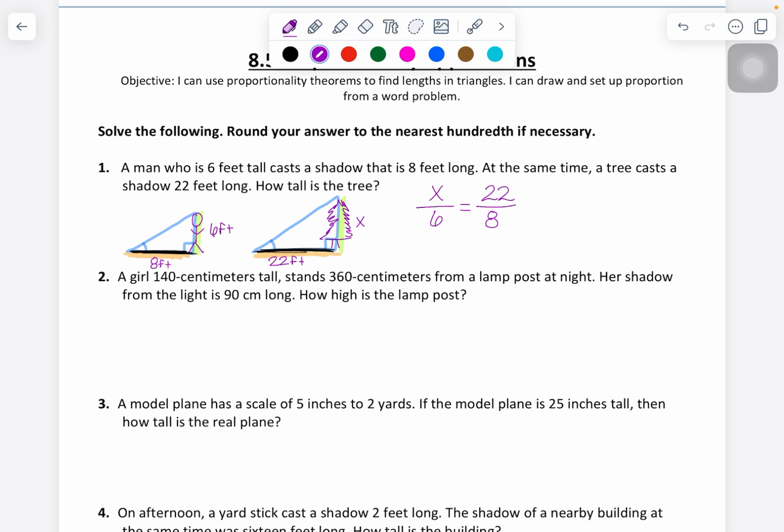And we cross multiply to solve. 8 times x is 8x. 6 times 22 is 132. And we divide by 8. We get x equals 16.5. Now, in a word problem, you should answer in words. 16.5 feet is the height of the tree. I'm not saying you have to write a sentence, but you should put units on, is what I mean. When I give you a word problem, you should answer in words.